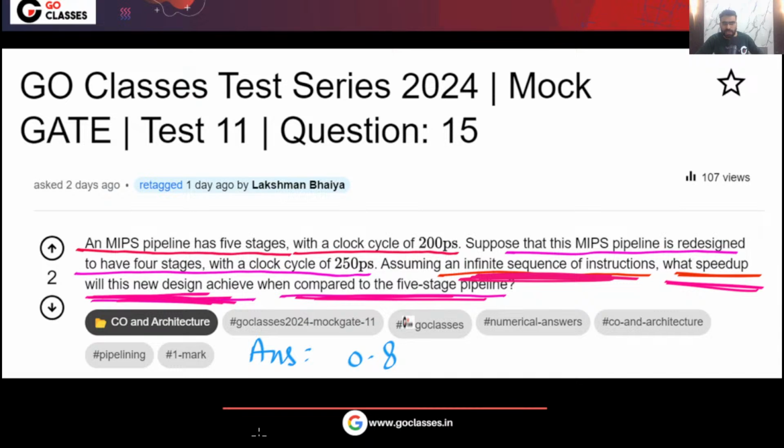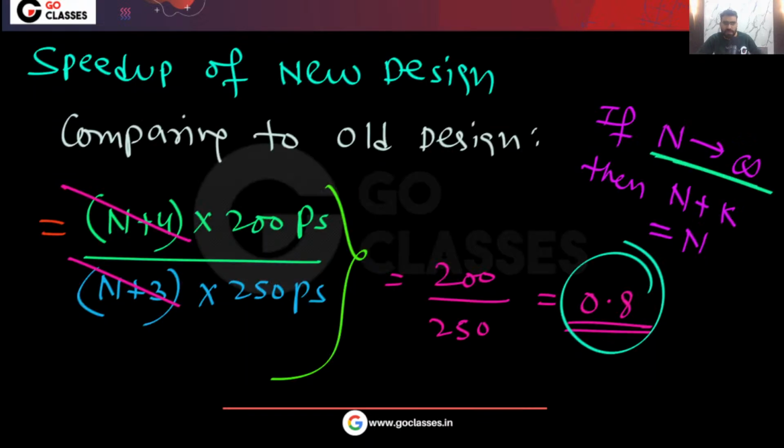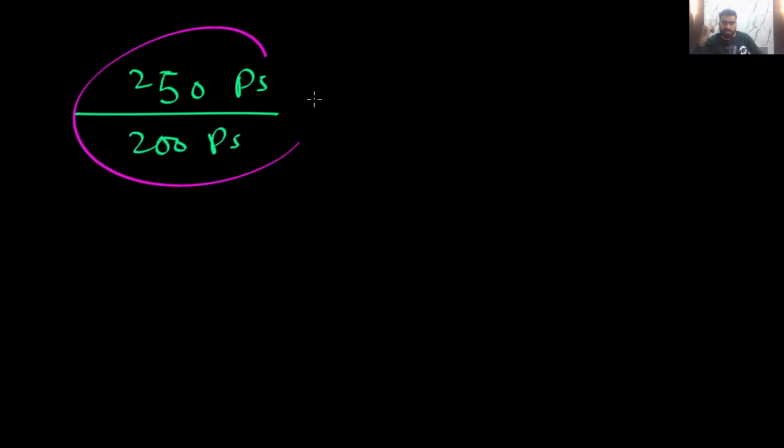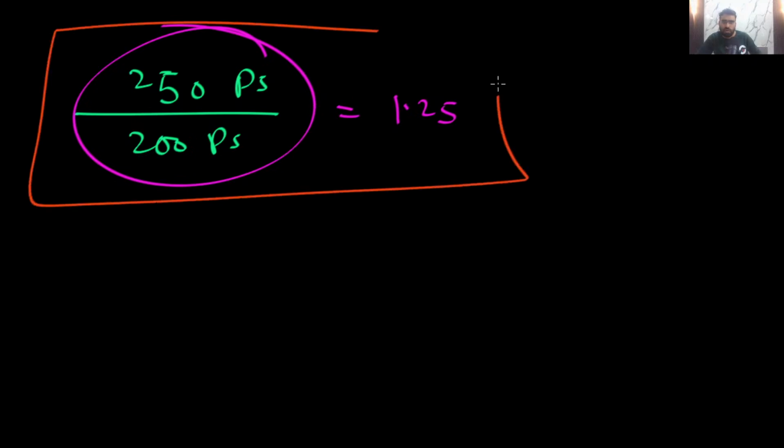Now let me tell you what is the mistake many students did. Many students took the execution time of new design on top, and execution time of old design on the denominator. This is what many students did, and they got 1.25. But this is wrong. Why is this wrong? This speed up is wrong.